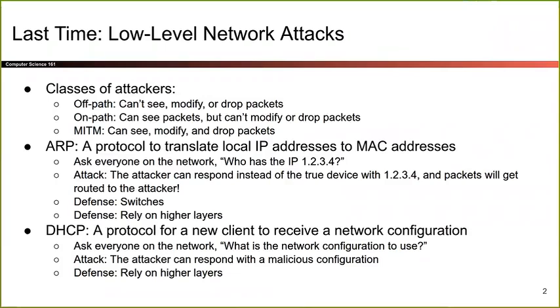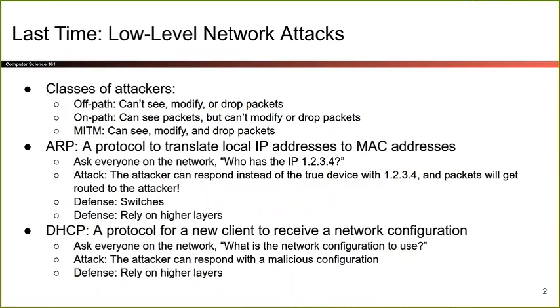So last time we talked about low-level network attacks. So we're going to start at the lowest layer and then work our way all the way up the network attacks. So at the very lowest layer, before we started, we talked about there are different kinds of attackers. There's the off-path attacker who cannot see or modify or drop packets. There's the on-path attacker who can read packets, but they can't modify packets or delete packets. And then there's the man-in-the-middle attacker who can read packets and modify packets and delete packets. So those are the three classes of attackers in our threat model.